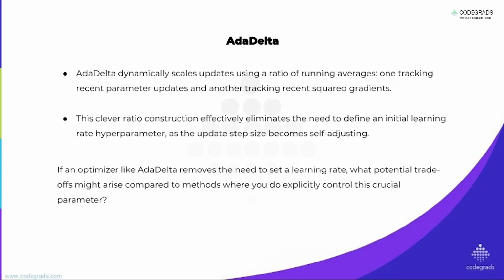Adadelta dynamically scales parameter updates using a ratio of two running averages, one for recent parameter updates and another for recent squared gradients. This ratio construction eliminates the need to define an initial learning rate, as the step size becomes self-adjusting. While simplifying setup, this automation means less direct control over training, a potential disadvantage. Though Adadelta aims to be learning rate agnostic, its internal decay constants are still hyperparameters, and its convergence may not always match methods with explicitly tuned learning rates.